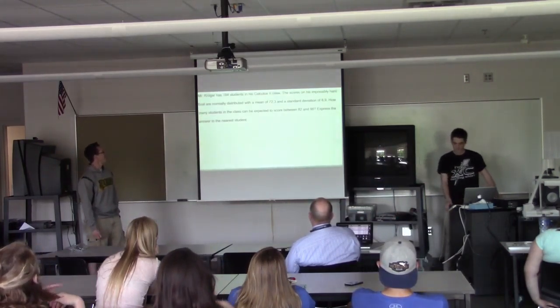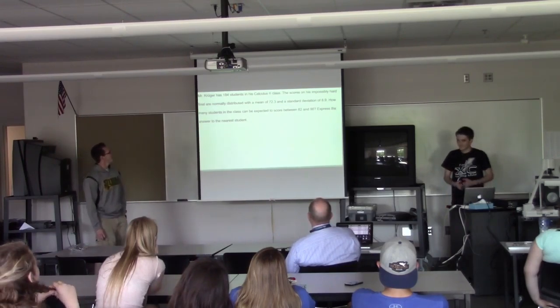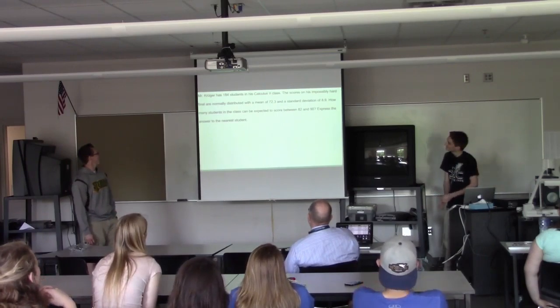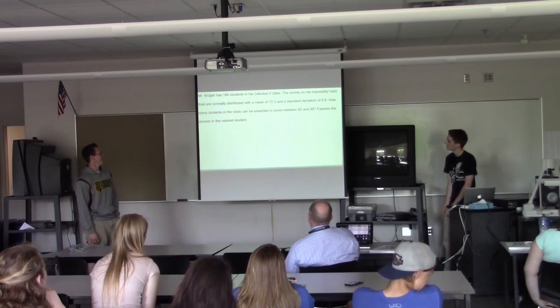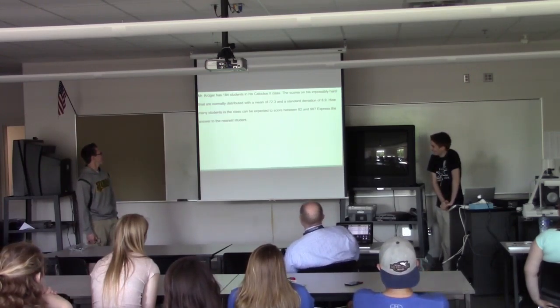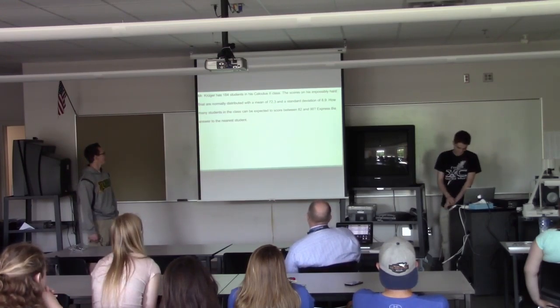Okay, so Mr. Kruger has 184 students in his calculus 2 class. The scores on his impossibly hard final are normally distributed with a mean of 72.3 and a standard deviation of 8.9. How many students in the class can be expected to score between 82 and 90? Express the answer to the nearest student.